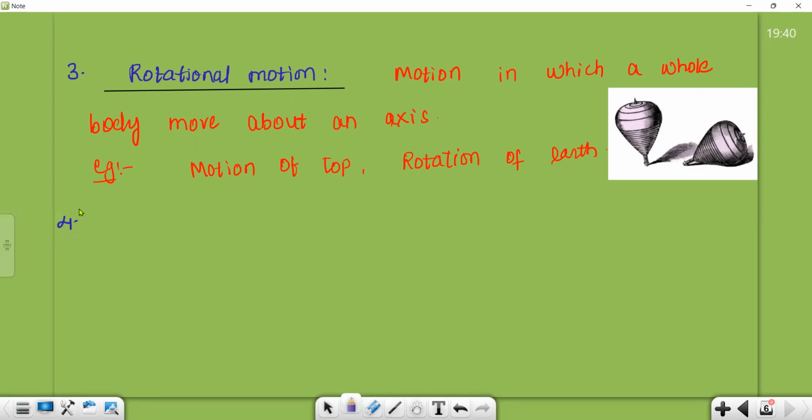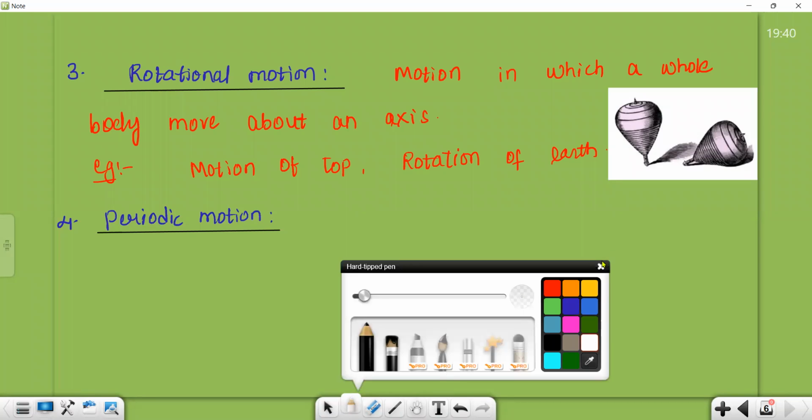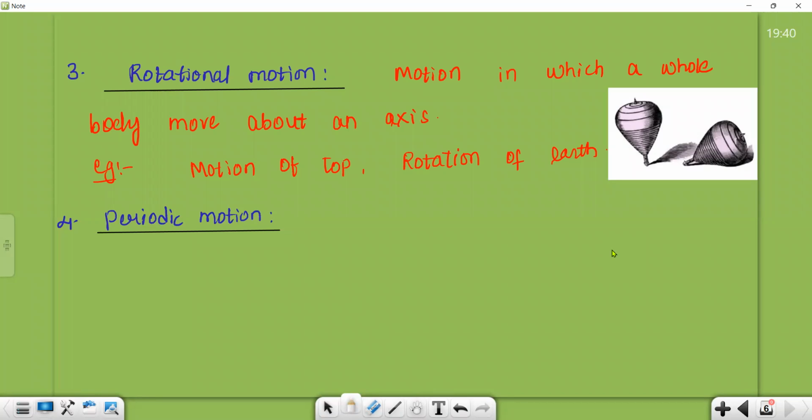Next motion is periodic motion. Ma'am, a good example for periodic motion is a simple pendulum. I think everybody has an idea of the pendulum in wall clocks. In the museum also, there is a large pendulum clock. In periodic motion, the object shows motion at a particular time interval, for one hour or half an hour. That kind of motion is called periodic motion, like the motion of a swing.